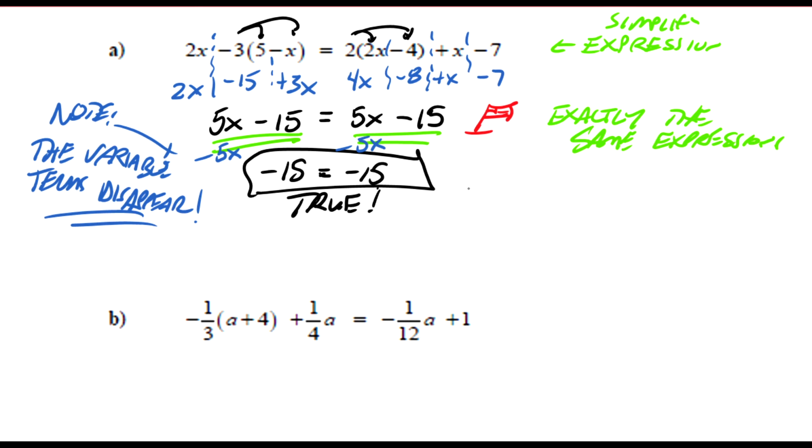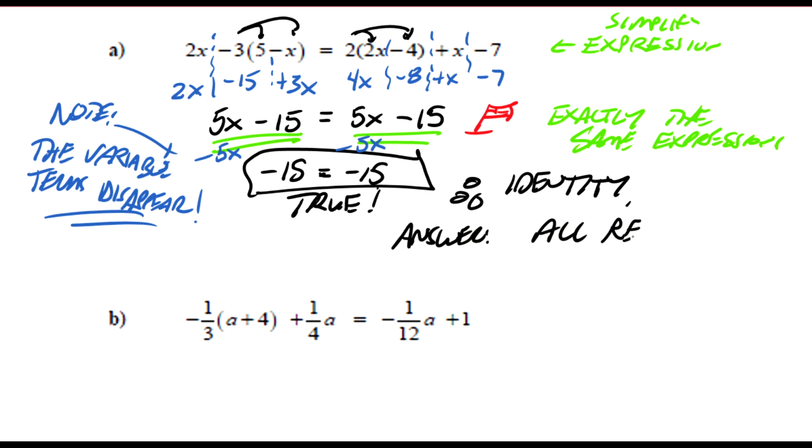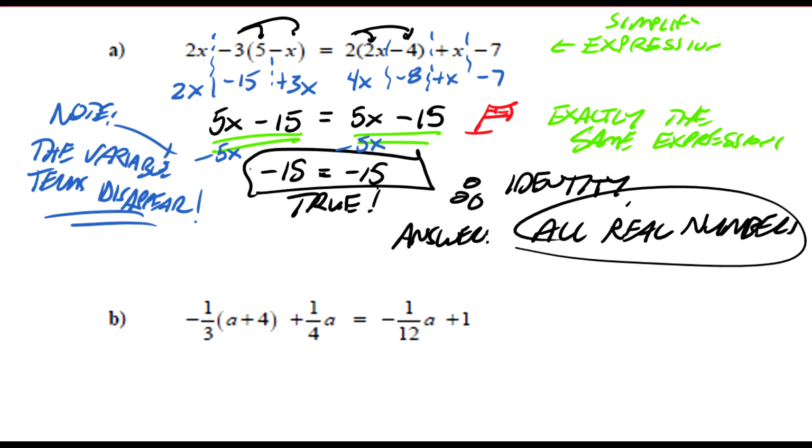Therefore, this is an identity. And the solution is all real numbers, meaning x could be anything. And we got a hint of that by seeing that the expressions were exactly the same once we simplified.